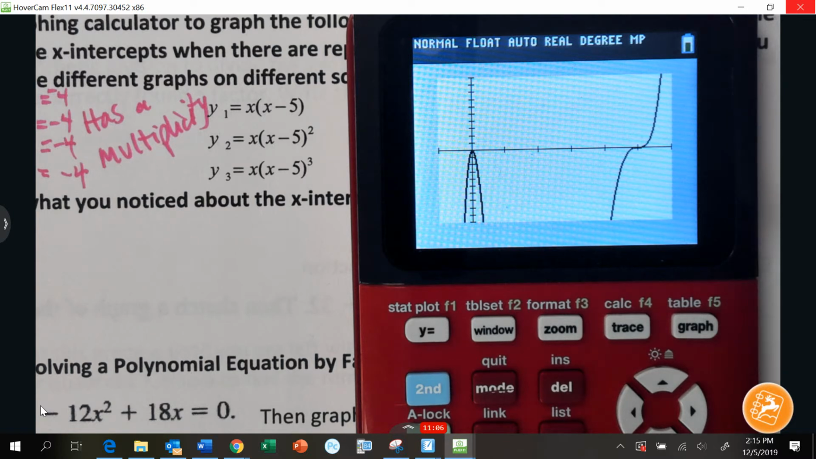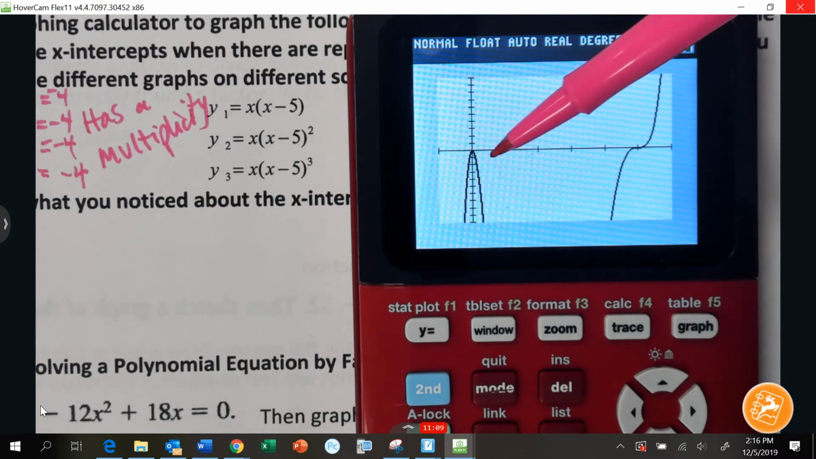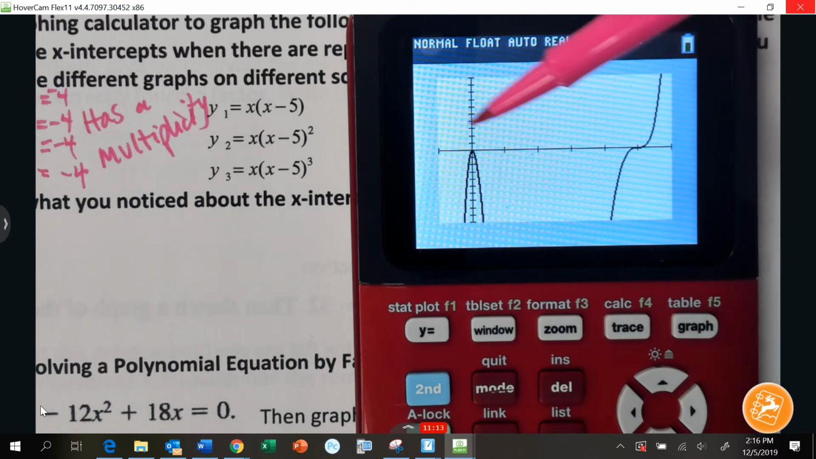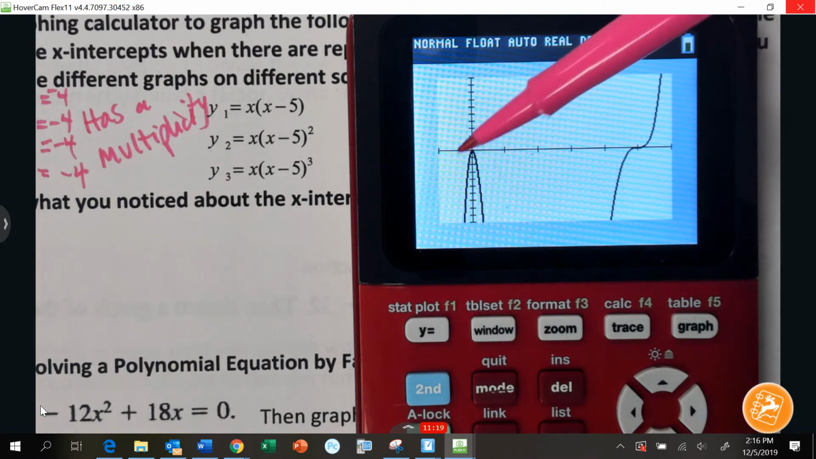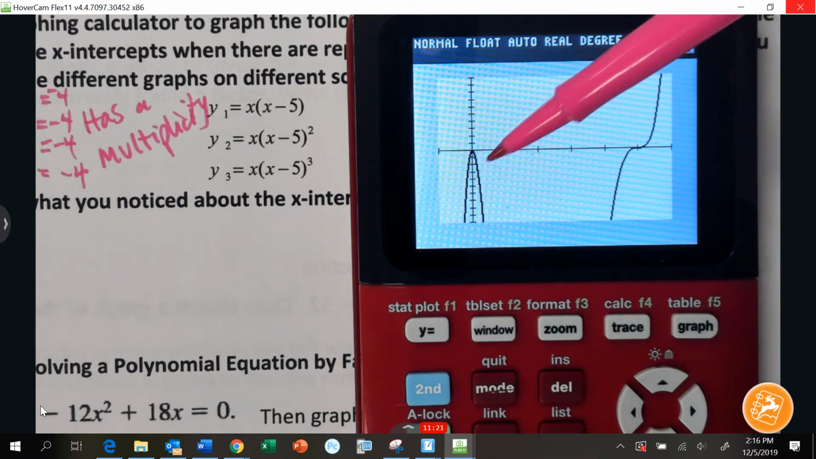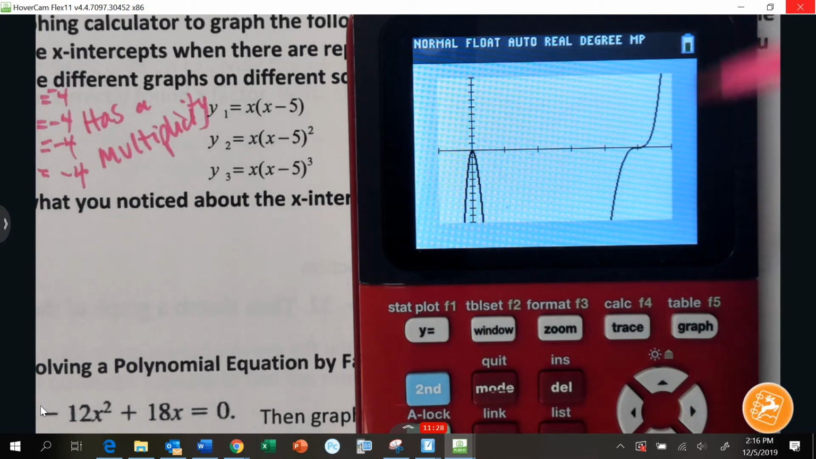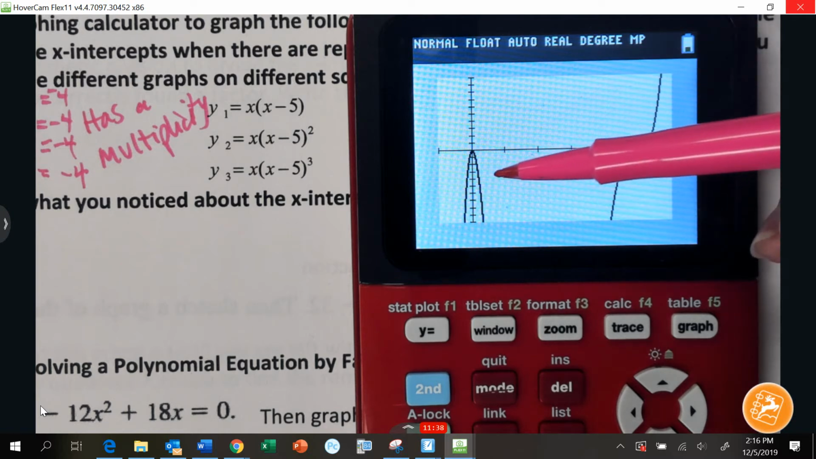But the most important part that I can see is what is happening when I changed it to x squared. What happened at x equals 0? There's 2 of them, so what does it look like at x equals 0? It looks like a parabola. It's connected to the rest of it, right? And then there's 3 at x minus 5, so what does it look like at x minus 5? Cubic.